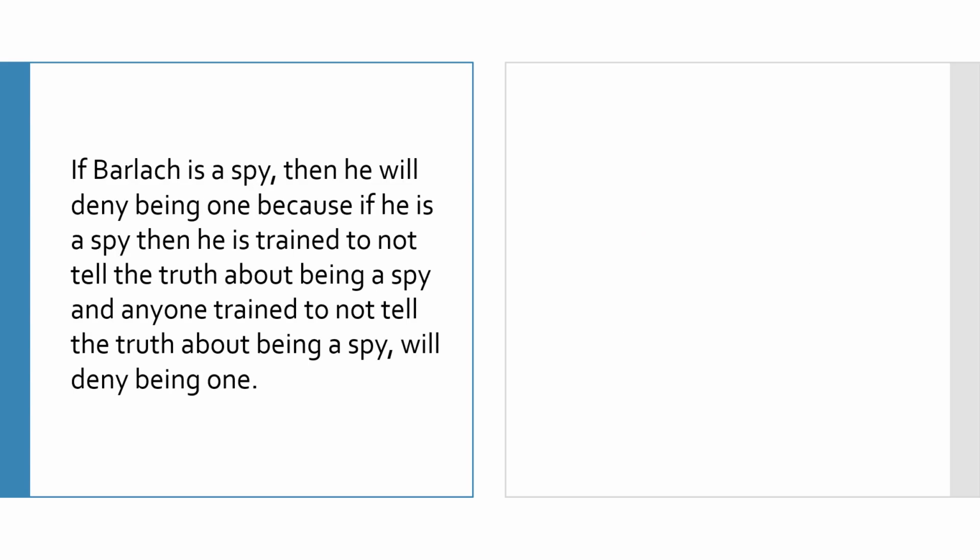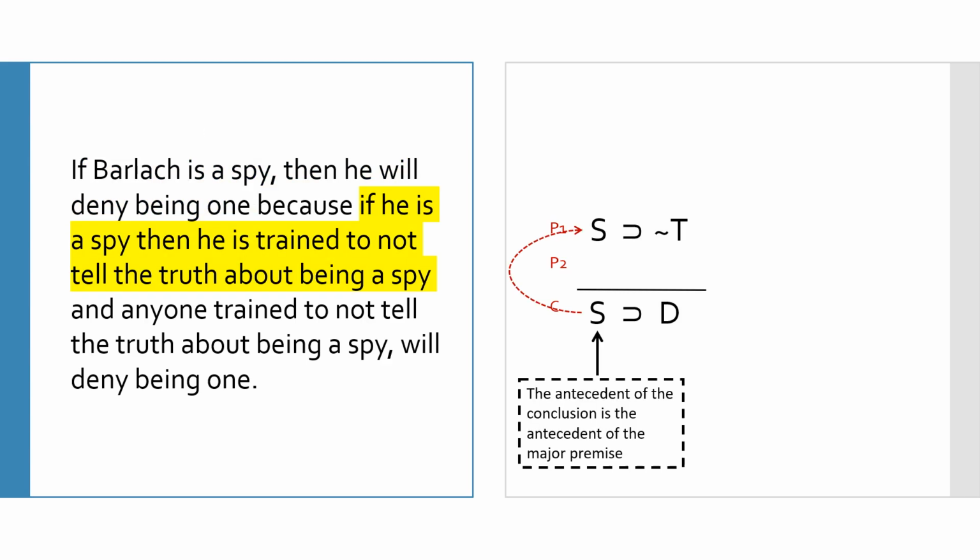Here's another example. It says, if Barlach is a spy, then he will deny being one, because if he is a spy, then he is trained to not tell the truth about being a spy, and anyone trained to not tell the truth about being a spy will deny being one. Now notice our conclusion here is if Barlach is a spy, then he will deny being a spy. So we want if S, then D.